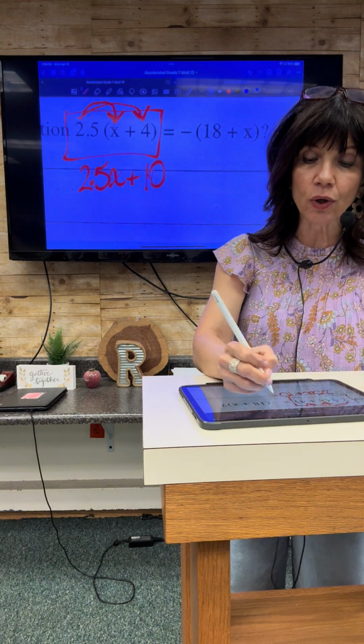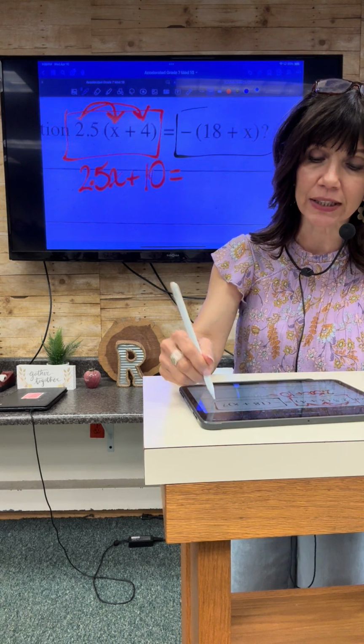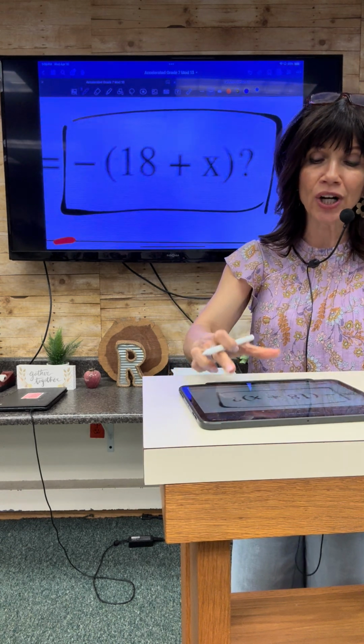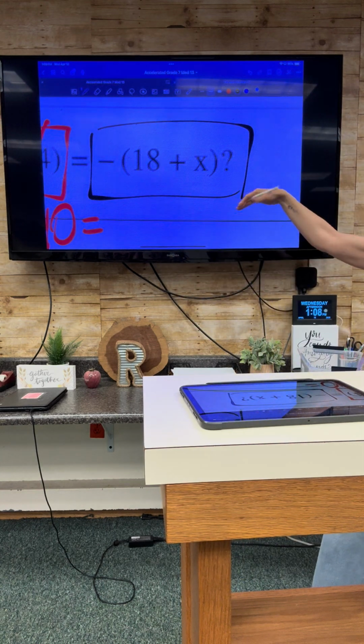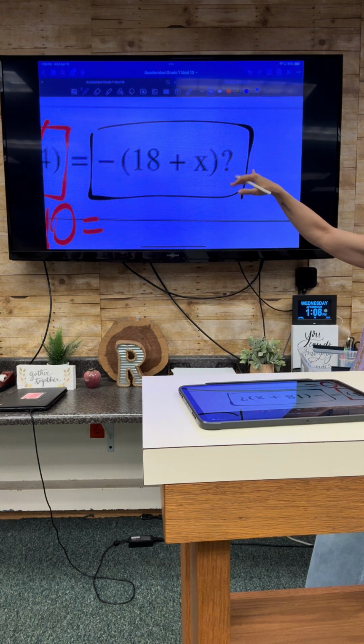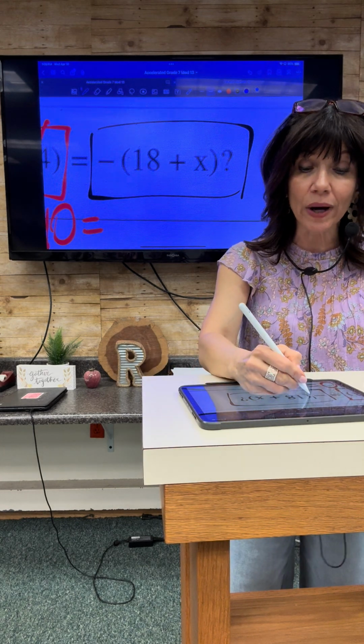Okay? Equals. Now, here's where some students are having a little bit of difficulty today. They're not sure how to handle this distributive property problem. This is also distributive property. It's just missing a number. What number could I put next to the negative sign? 1. Oh, I love it.